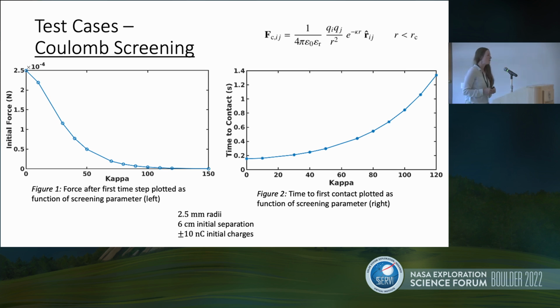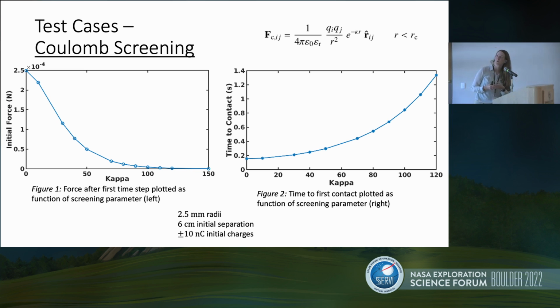I'm going to go through a few different test cases we've done to validate implementation of these different types of forces in our models. The first one is just looking at Coulomb screening. I don't know if this laser works, but the equation is up in the top right if you would like to look at it. We're looking at long range forces. If you have charges on grains and an electric field in the environment, they will interact with each other, and we want to look at the effect of those forces due to those grains on each other.